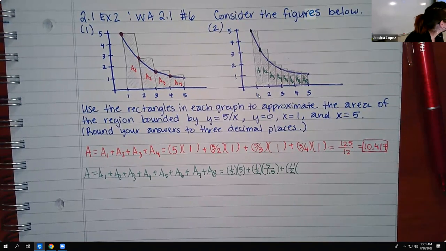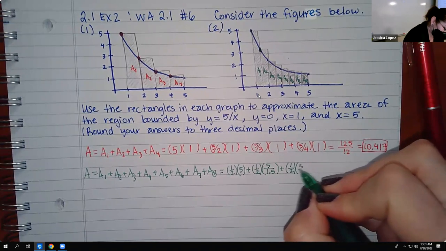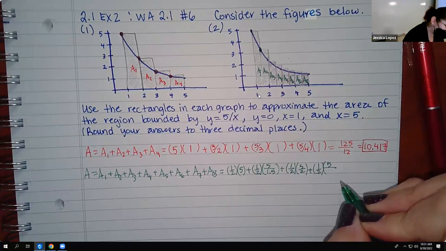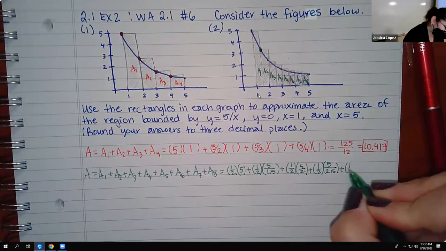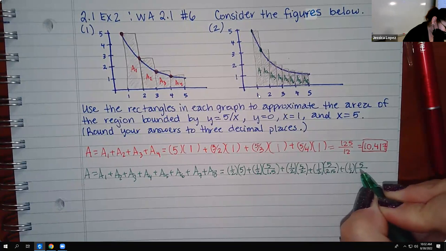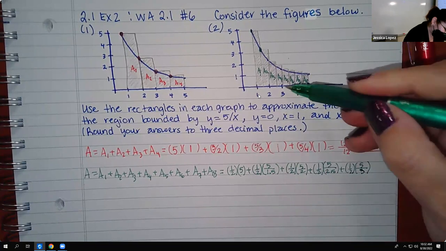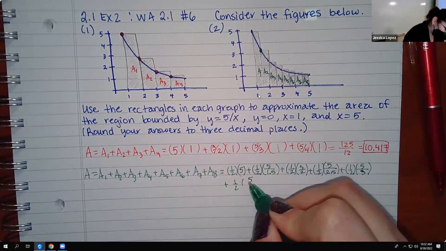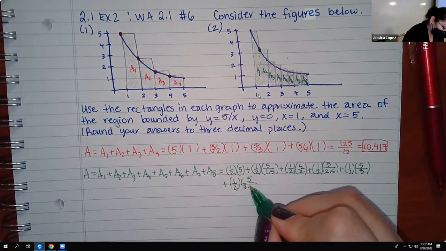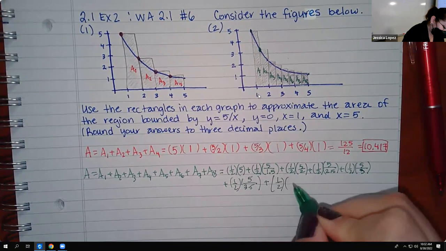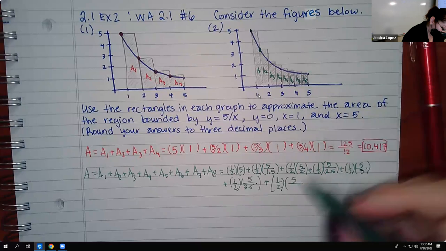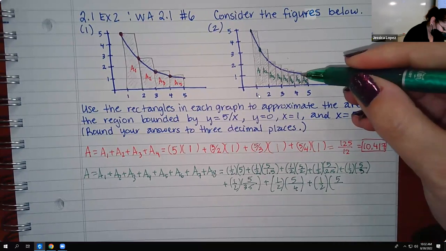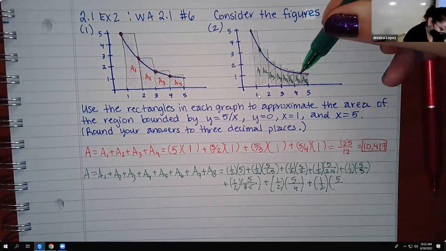Okay. So then what's the next one then? 5/2. And then the next one? 5/2.5. Mm-hmm. And then 5/3. So we've gotten up to this one. Now we're on the next one. And then 5/3.5. 5/4. And then I think we're at the last one now. We're here and it's 5/4.5.